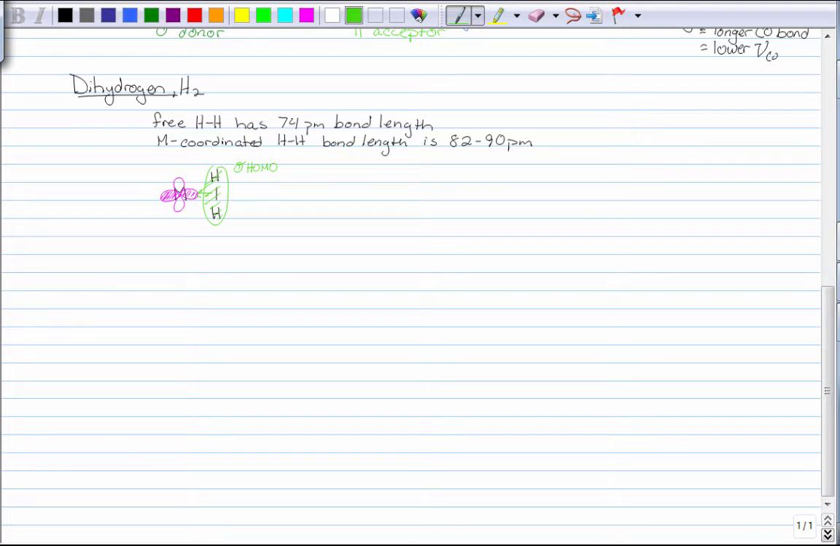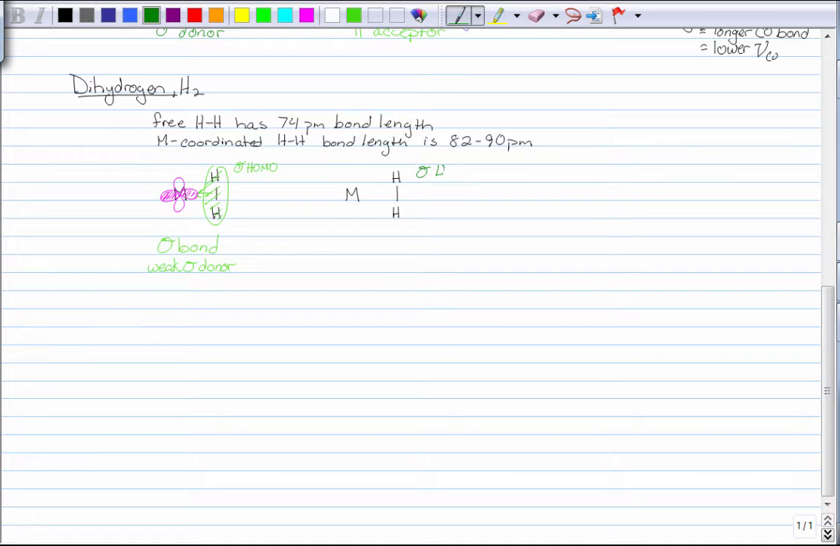Here is an example. This interaction is a sigma bond, and the dihydrogen is acting as a weak sigma donor to the metal ion. Dihydrogen can also interact with metal ions through pi accepting or pi back bonding.